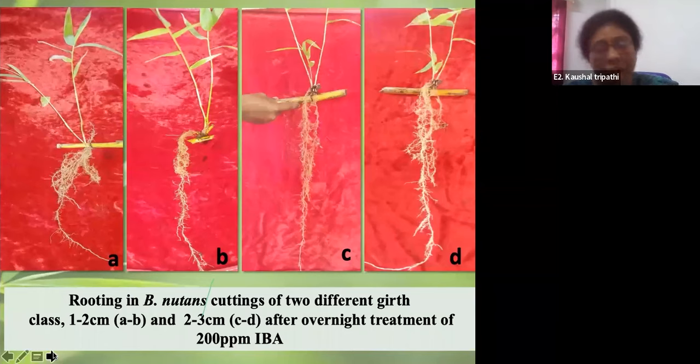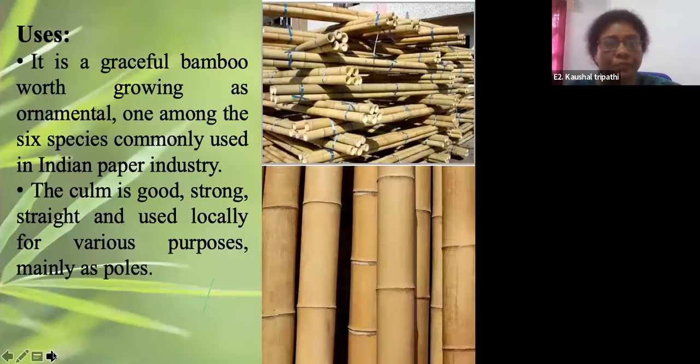Here you can see that for Bambusa nutans we have used single nodal culm cuttings with different diameter sizes. This is the 1 to 2 centimeter diameter size, and this is the 2 to 3 centimeter diameter size. Different diameter size culm cuttings can be used for propagation. Next slide, please. It is also one of the bamboo species commonly used in the Indian paper industry. The culm is good, strong, straight and used locally for various purposes, mainly as poles. Next slide, please.